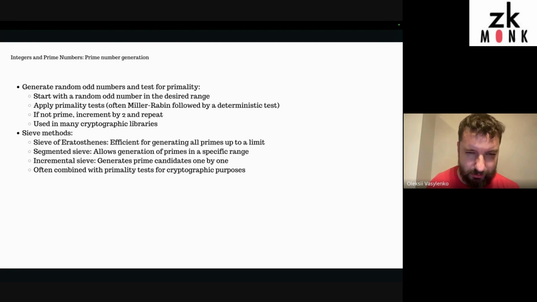Generating prime numbers is pretty straightforward, with a naive approach. You generate any odd number and test whether it is prime. If not prime, increment by 2 and try again. This method is used in most cryptographic libraries. There are also sieve methods, which are a more efficient way to generate prime numbers. Usually you will not face the generation problem, but it's nice to know about these methods and to understand how different libraries implement prime number generation, because if it's predictable, it might be exposed to attacks or hacking.